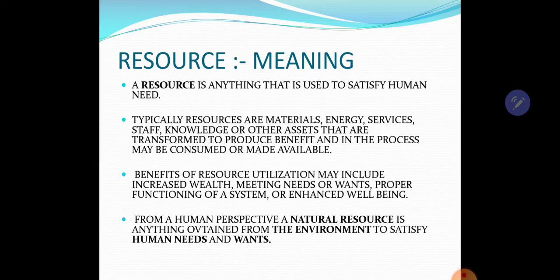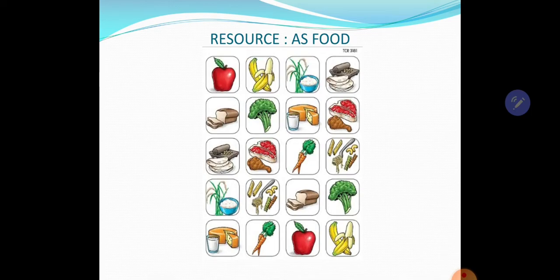Now we use resources in different ways. We have classified them, we have divided them into different sections. First is resource as food. All our food comes from natural resources. You can see it in this picture. Most of them, I think all of them, come from nature.